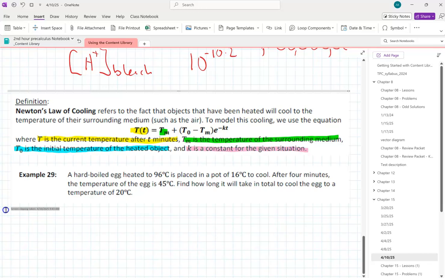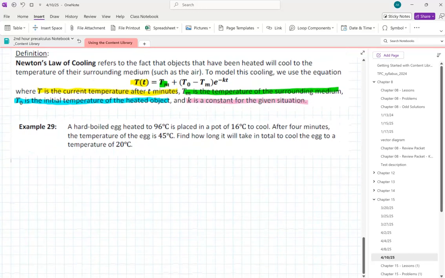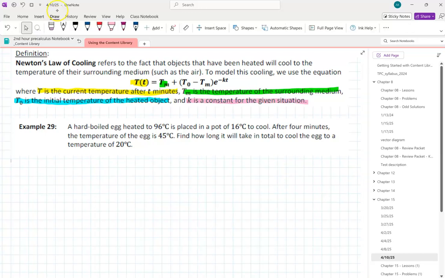So let's do a situation here. It says a hard-boiled egg is heated to 96 degrees Celsius. It's placed in a pot of water 16 degrees Celsius to cool. After 4 minutes, the temperature of the egg is 45 degrees Celsius. How long will it take to cool the egg to a temperature of 20 degrees Celsius?